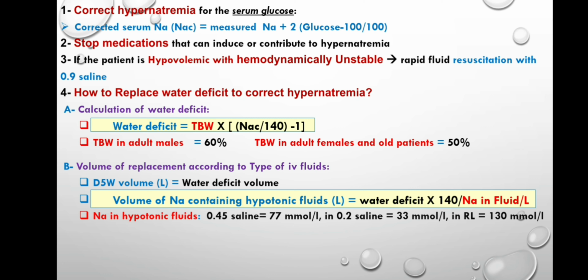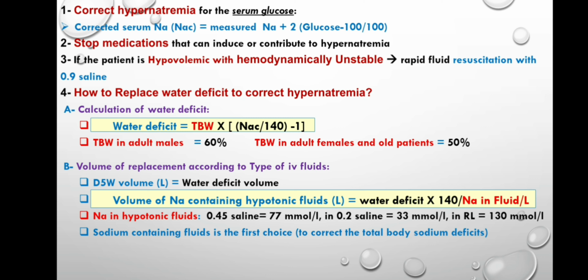If you are using half normal saline, it needs an equation, which is water deficit multiplied by 140 over the sodium in the fluid. If the sodium in the fluid, for example half normal saline, is 77, use 140 over 77. This will give you the amount of fluid you need.